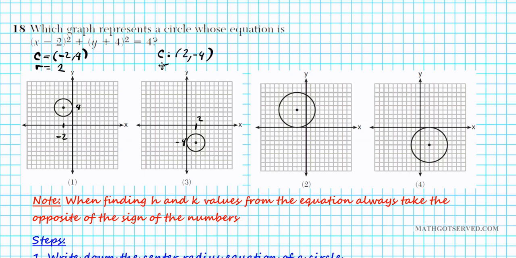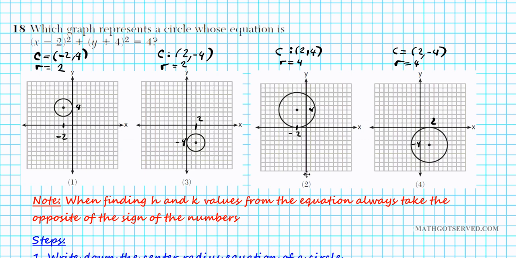In option number 3, the center is (2, -4) and the radius is 2, the distance from the center to the circumference. Here we have center (-2, 4), and the radius is 4. And in this one, the center is (2, -4), and the radius is 4. So the center is (2, -4) and the radius is 4.